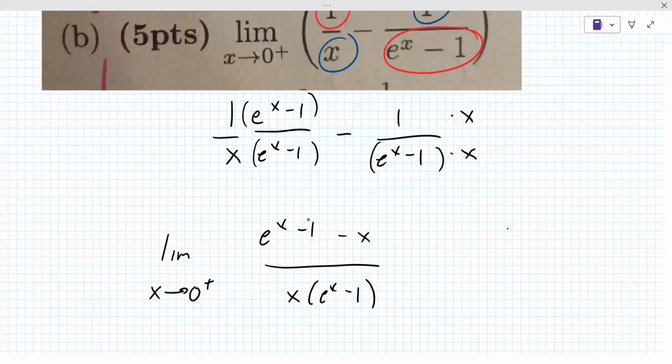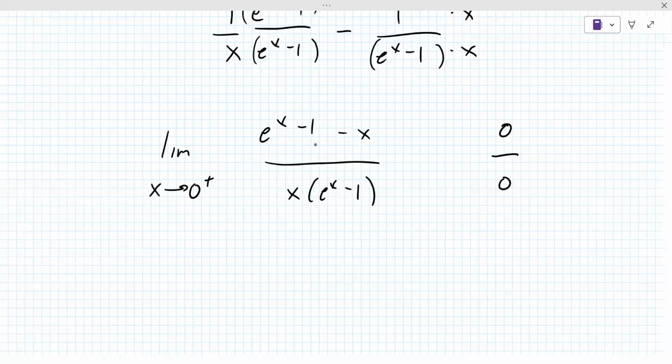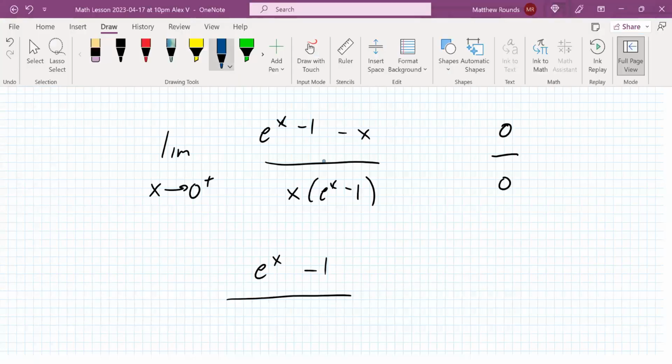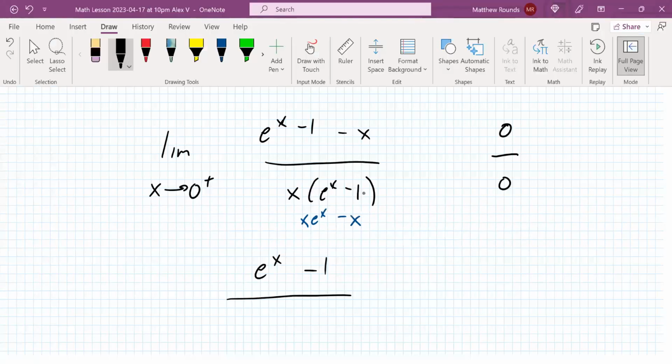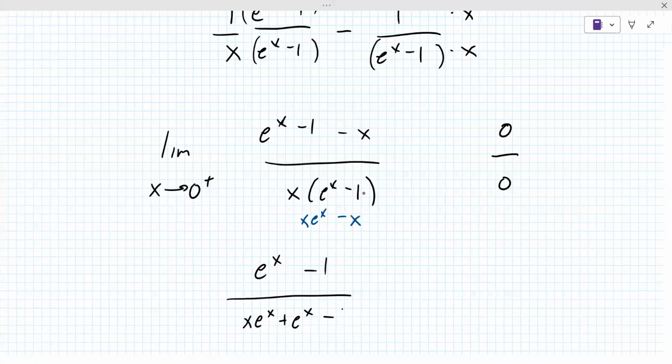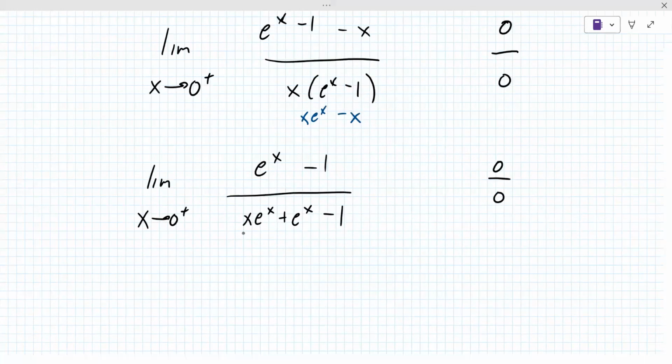Okay. We presume it's 0 over 0, so we know to take a derivative of the top and the derivative of the bottom. The derivative of the top is e to the x minus 1. For the derivative of the bottom, it's better to expand it: x e to the x minus x. And then the derivative of x e to the x is x e to the x plus e to the x minus 1. Take your limit as x goes to 0 from the right, 0 over 0. Still get 0 on the top, still get 0 on the bottom.